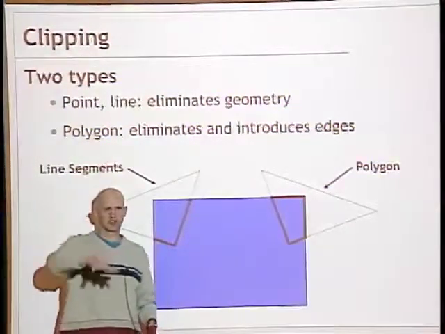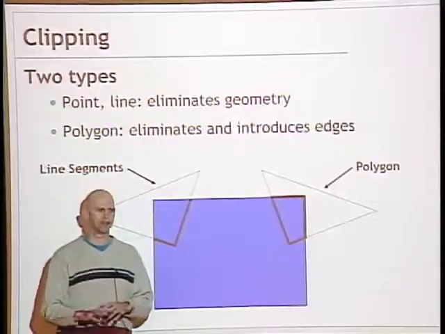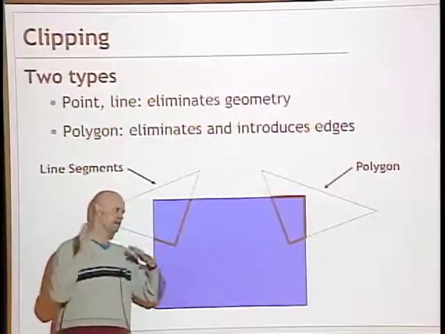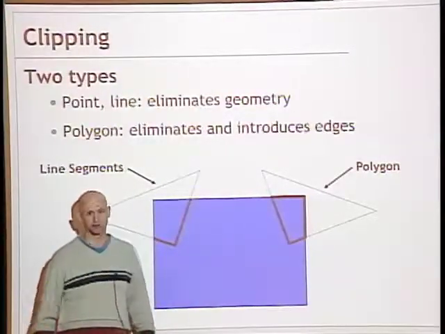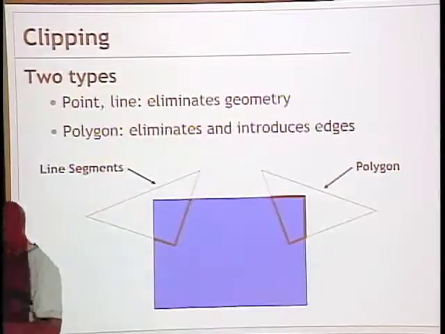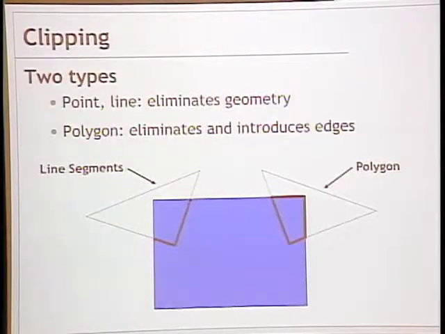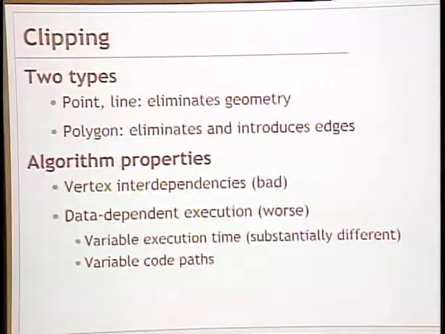You go through all this stuff, you assemble into triangles, then you clip, and suddenly you've got a quadrilateral again, and now you have to assemble it back into triangles and send them through and so on. So this is really a very hard thing, and we don't like that. It's hard for a couple of reasons. One is there are vertex interdependencies, and that's not good. The second is that there's data-dependent execution, and we hate that.